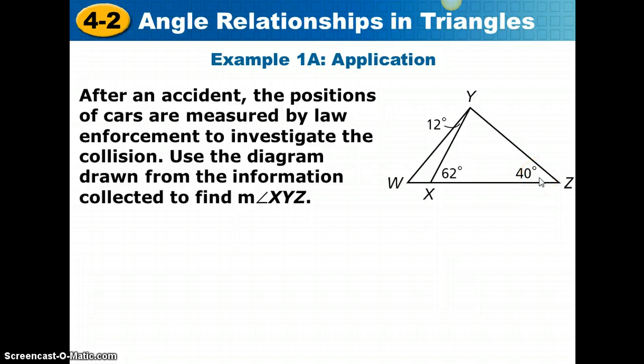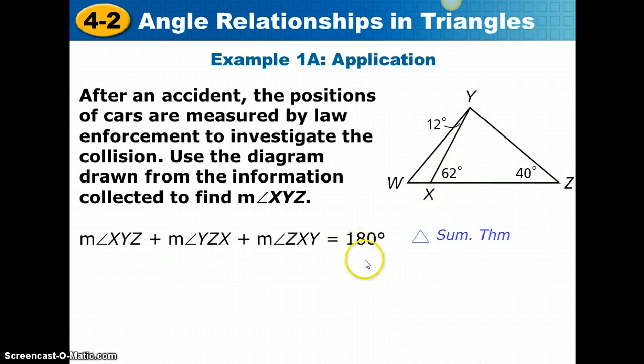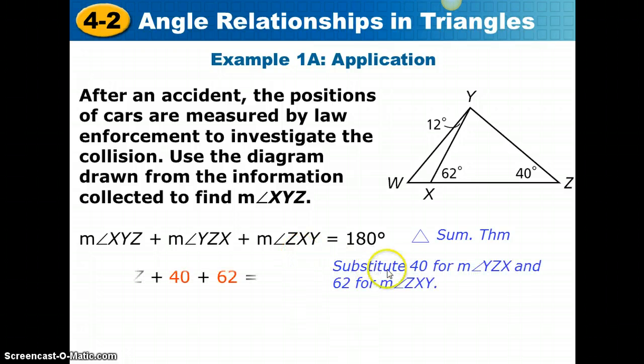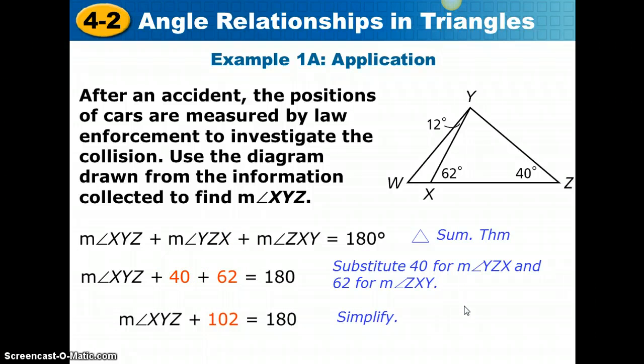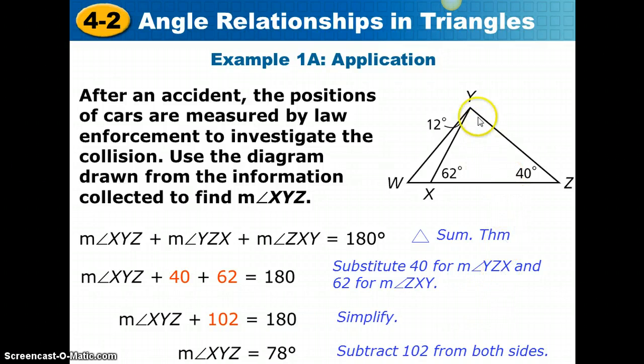Well, we have some pieces of information that are very helpful. This is a 40-degree angle here. This is a 62-degree angle. So to find XYZ, we take that sum away from the total 180, because all three of them add up to 180. So if I put in these two values into this equation and add them together by simplifying, and take away 102 from 180, we get that the measure of angle XYZ is 78 degrees.